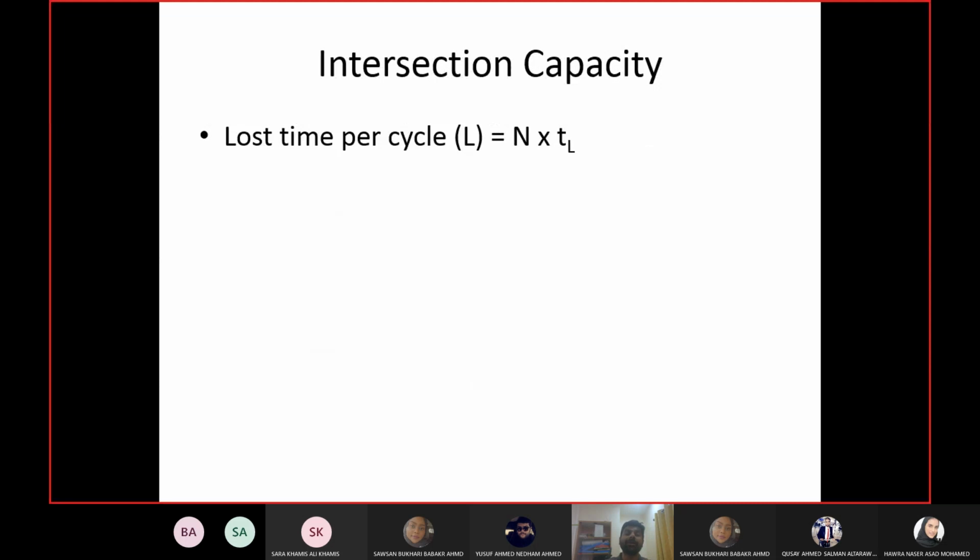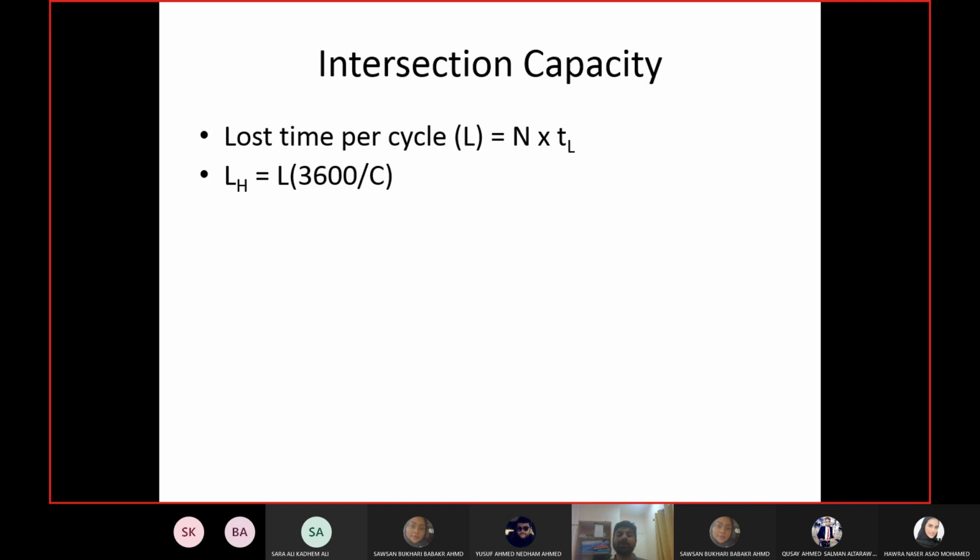Now let us try to develop an equation for intersection capacity, the capacity of the entire intersection. The previous example was only for one approach, one movement of the intersection. First, I will calculate the total lost time of the cycle, capital L. Capital L equals N into TL, where N is the number of phases and TL is the lost time per phase. Lost time per phase multiplied by number of phases gives you lost time in the cycle.